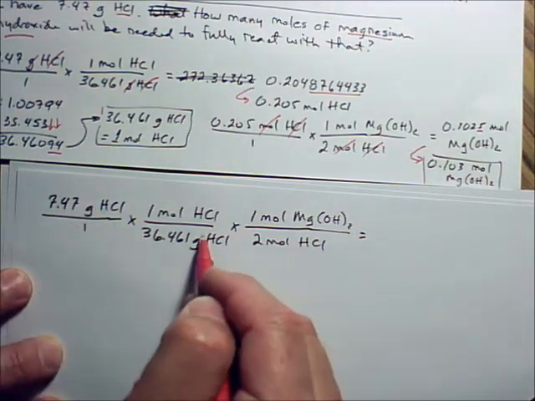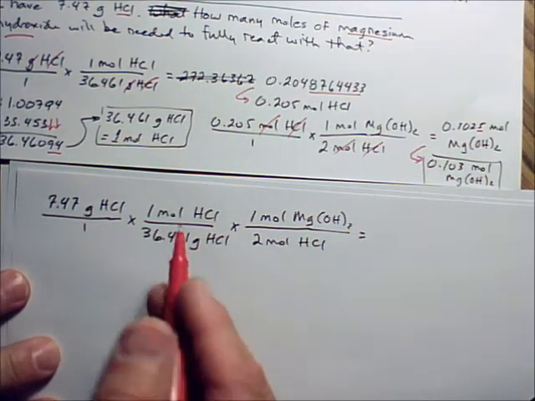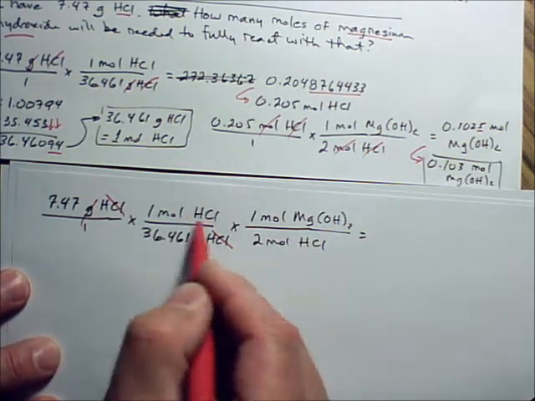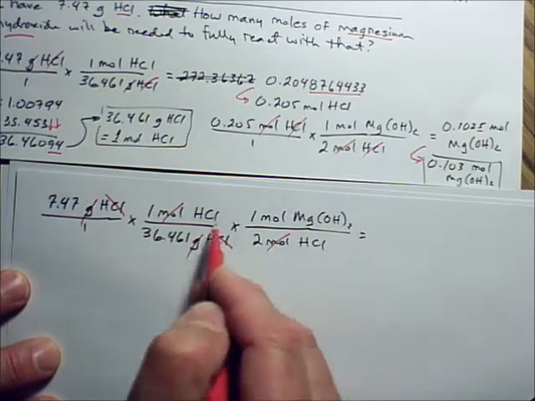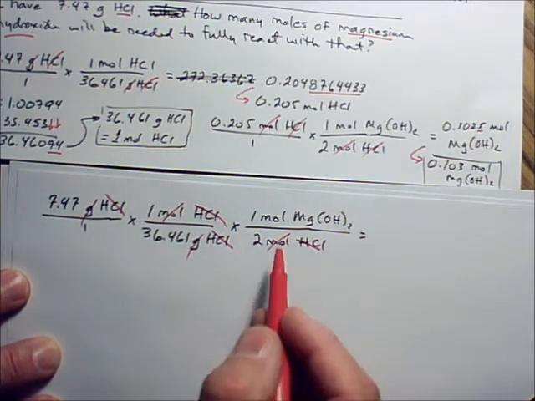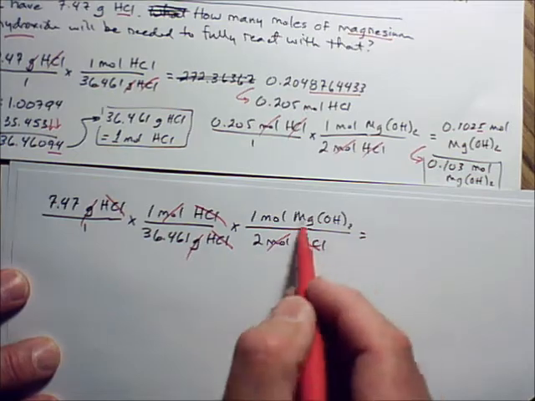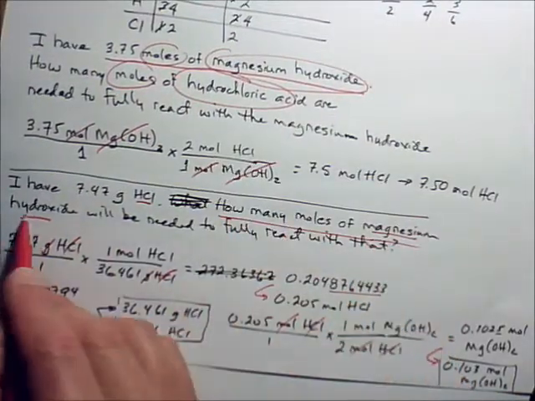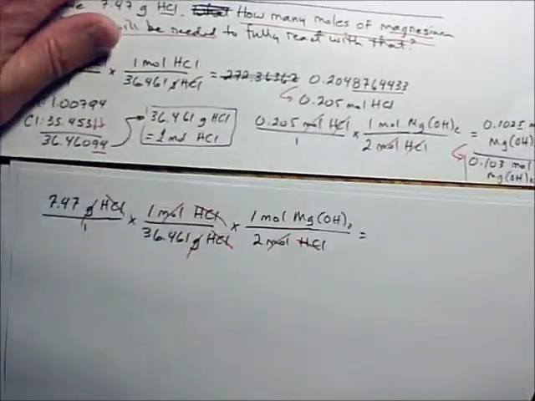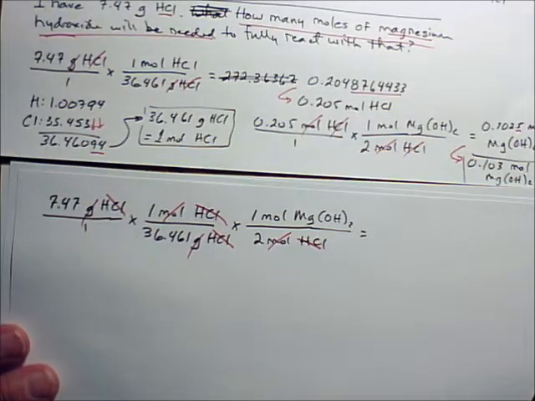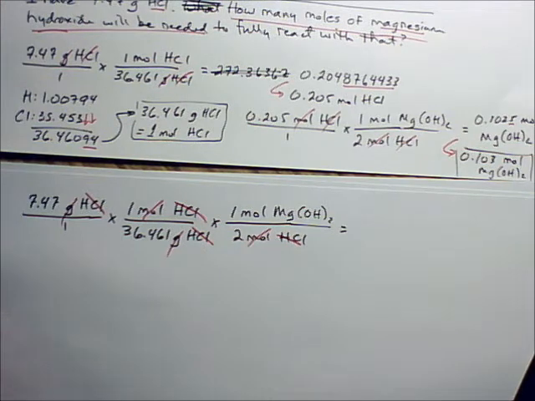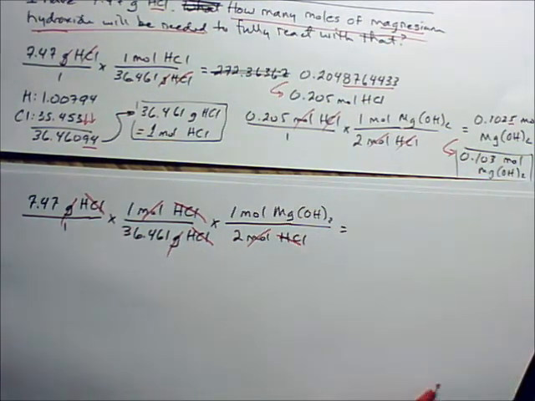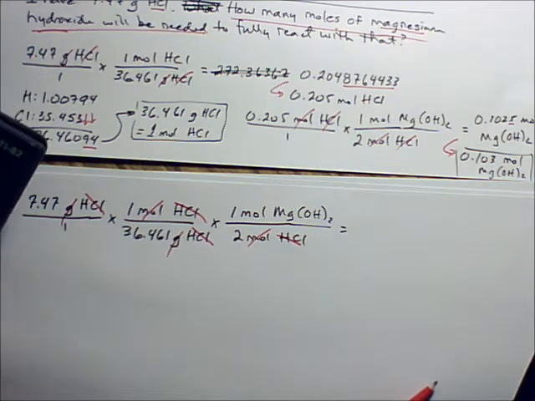So this probably sounds terrible on the recording, I don't know. All right, then we'll cancel those, but look, I can cancel these too. I'm only left with moles of magnesium hydroxide, and that's what our problem was asking for: how many moles of magnesium hydroxide will be needed? So this will give us the answer as well. Now we might round off and get maybe a 1/100th difference or something, but that's perfectly okay for this class.